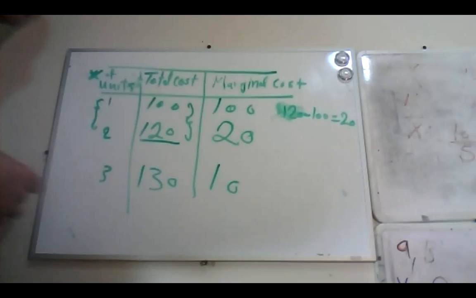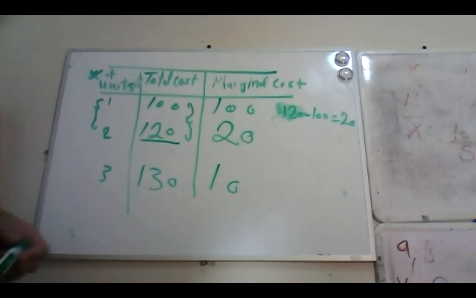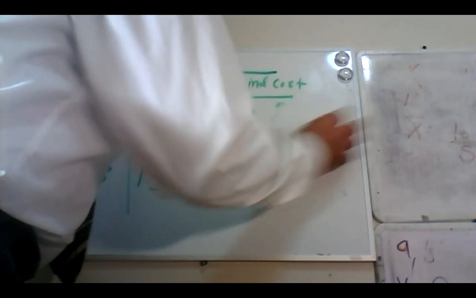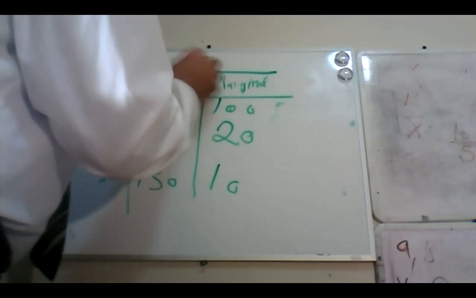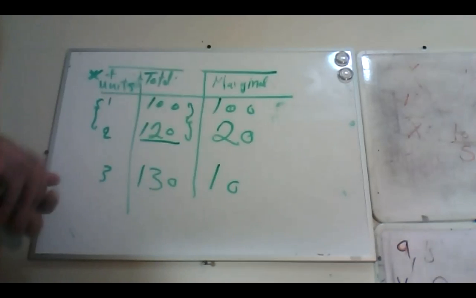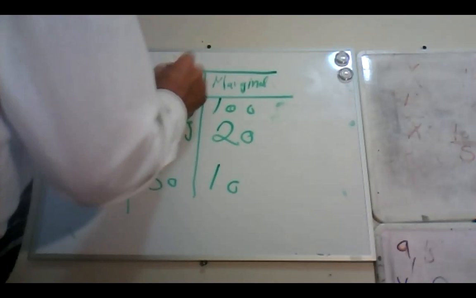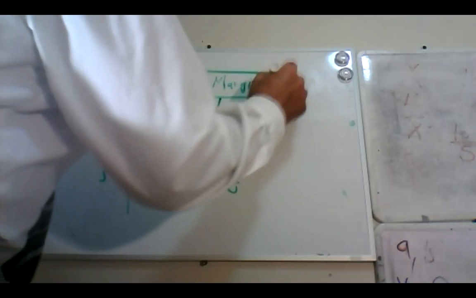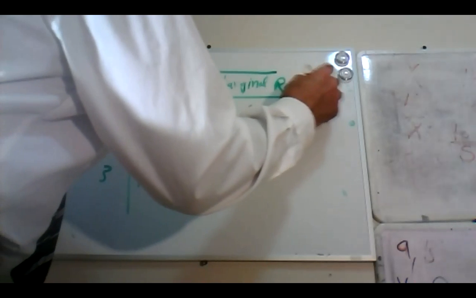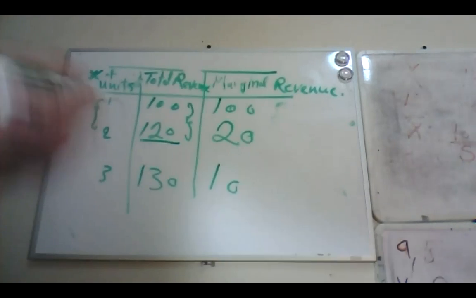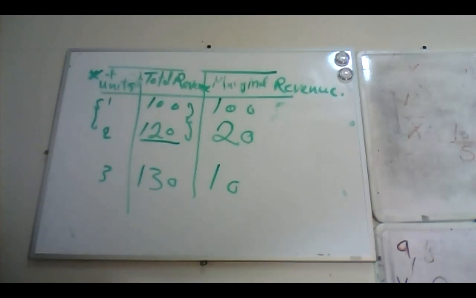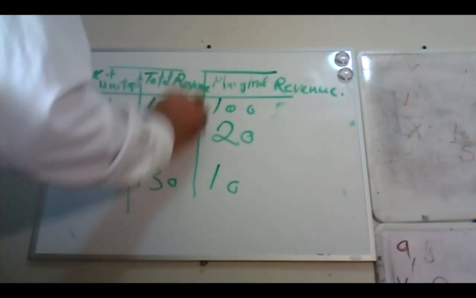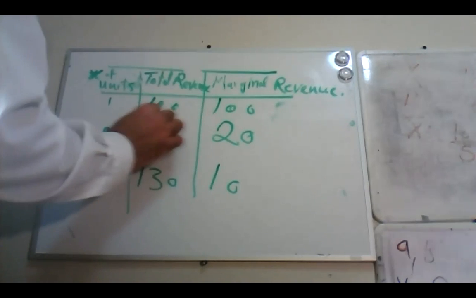And the same thing. If it is about the revenues, the same rule is applying, but the word only. What we will do here is remove the word cost and put the word revenue. So it will be like this, revenue. And this is marginal revenue. It's the same idea, nothing is changed.